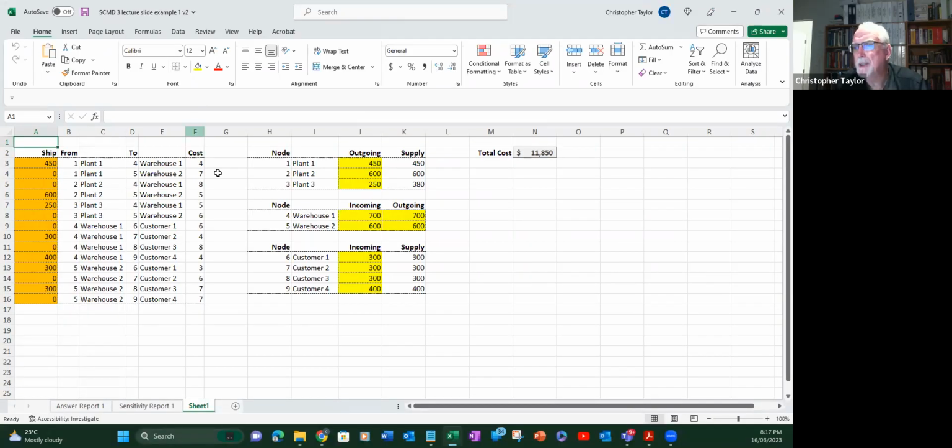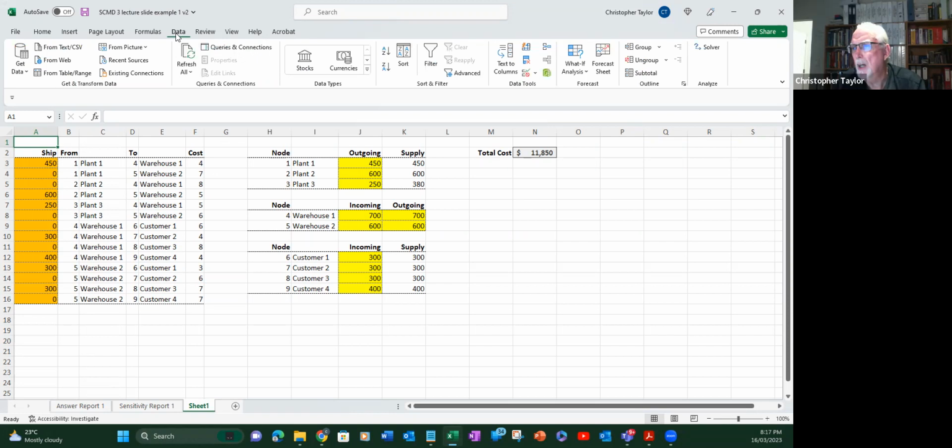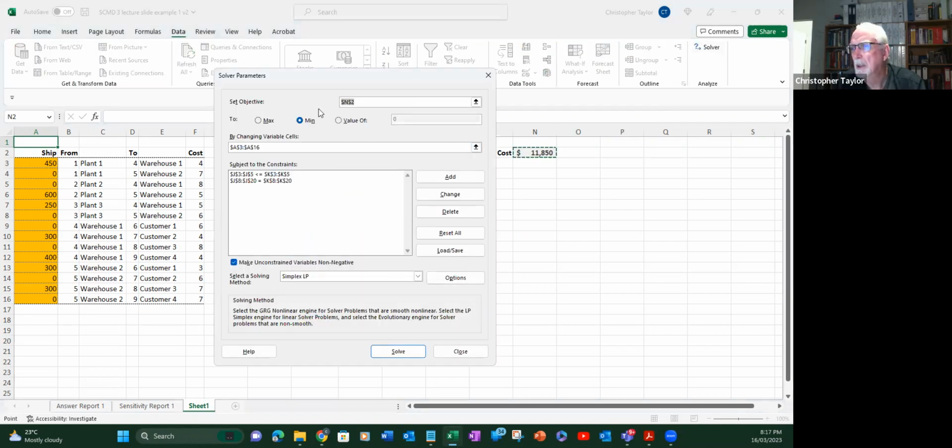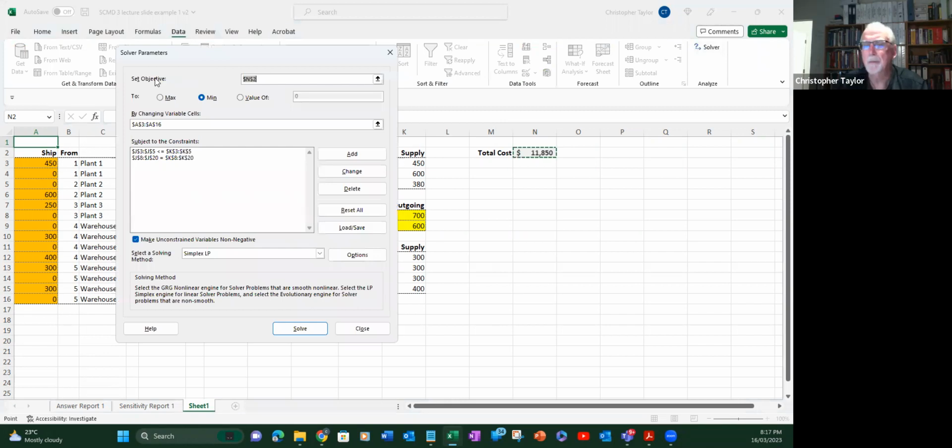So this was basically the solution. I think the problem with the solver was that we probably just moved it around. So this is basically the solution. So to set the objective, this is where we want the lowest cost.